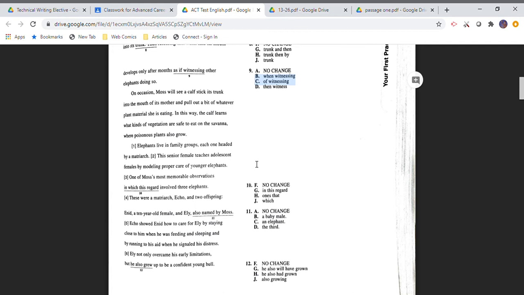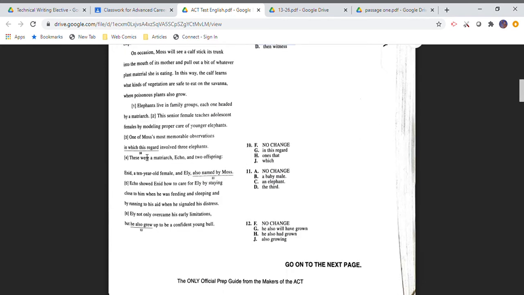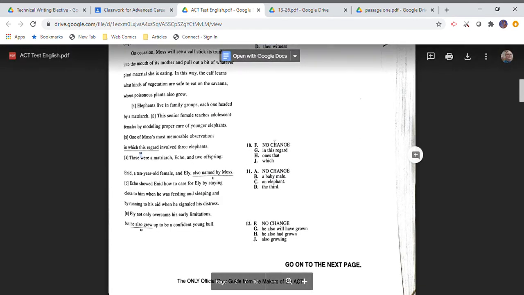1. Elephants live in family groups, each one headed by a matriarch. 2. This senior female teaches adolescent females by modeling proper care of younger elephants. 3. One of Moss's most memorable observations in which this regard involved 3 elephants. Okay, so we're going to look at 10. 10 right here. Either no change.